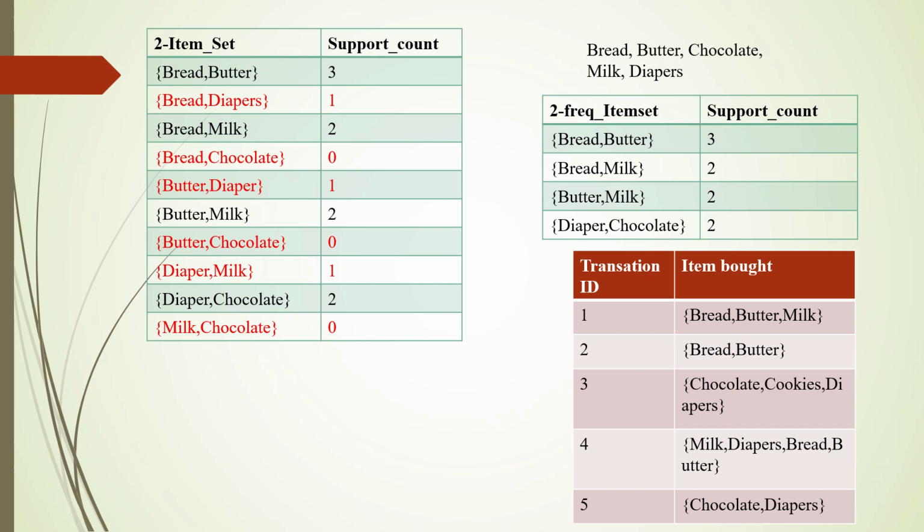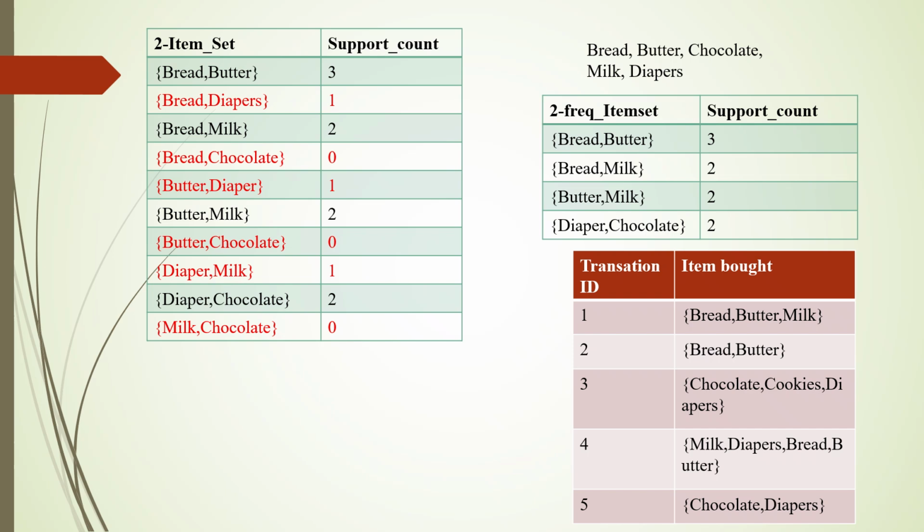Compare with the data set. Bread and butter appears 3 times in the data set. So the support count is 3. The next combination, bread and diaper, appears 1 time in the data set. So the support count is 1. Likewise, we need to calculate the support count for the remaining possibilities.